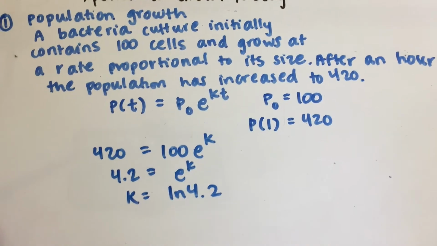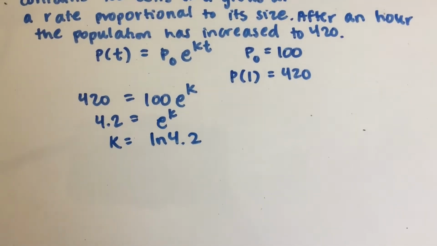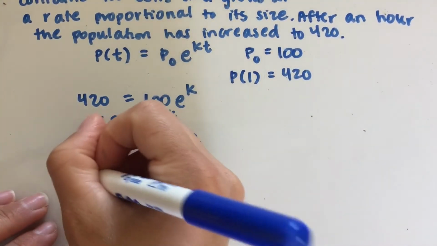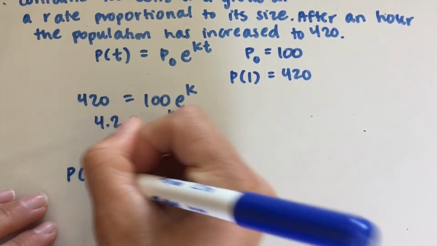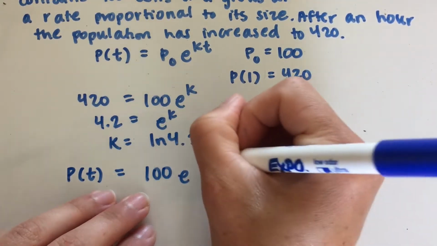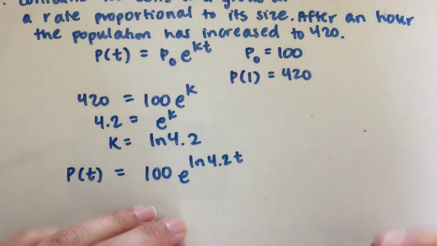So now it's asking for the expression of the population after time t. So we will get P of t equals 100 times e to the ln 4.2 times t.